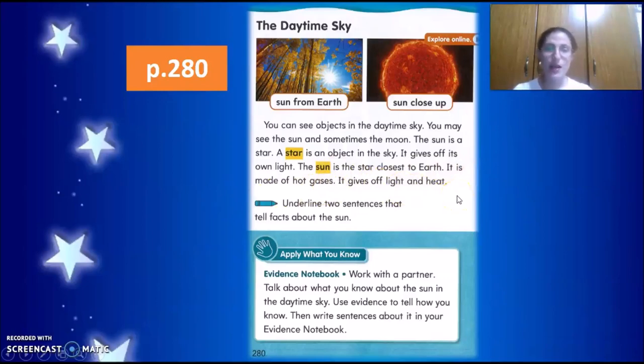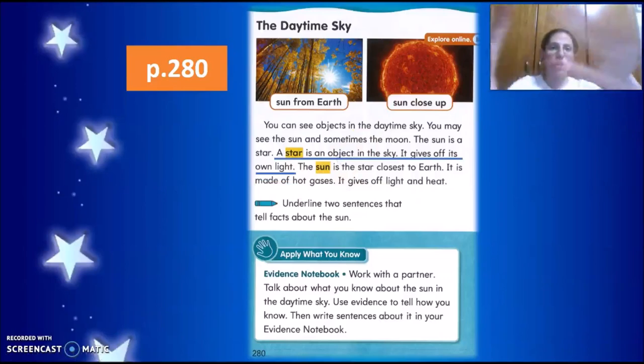Clear? So guys, whenever you are cold, you go and stand under the sunlight and you get warm, right? Because you're getting the heat from the sun, okay? So that's why you feel warmer. Clear so far? So what is a star? Let's go all together. A star is an object in the sky that gives off its own light.